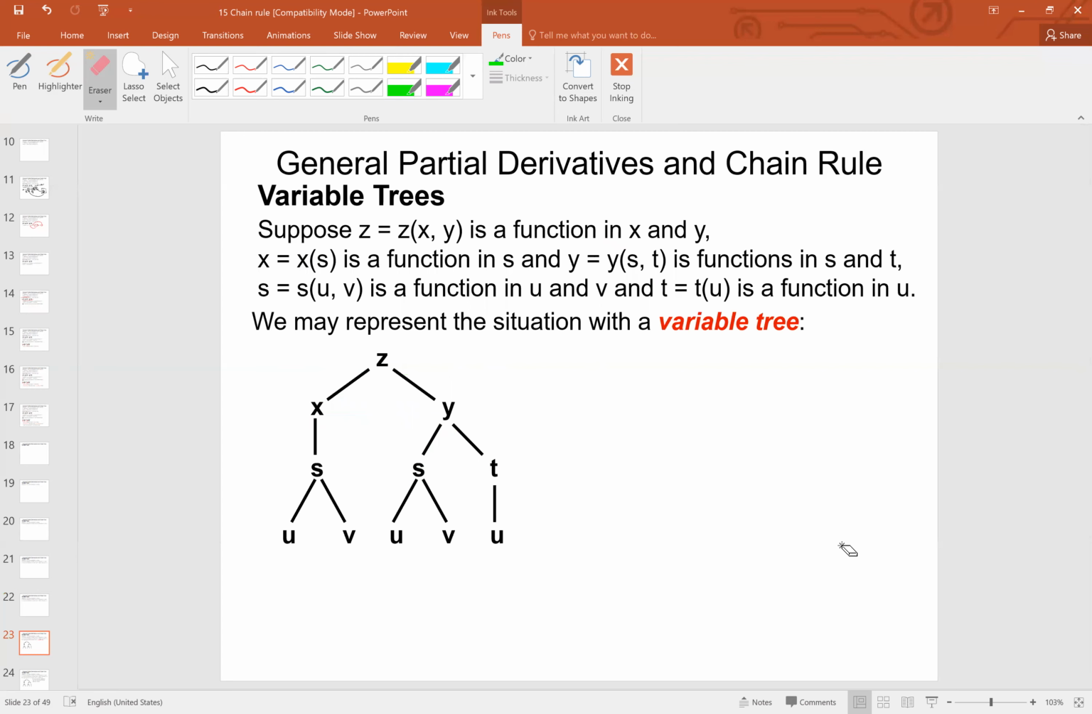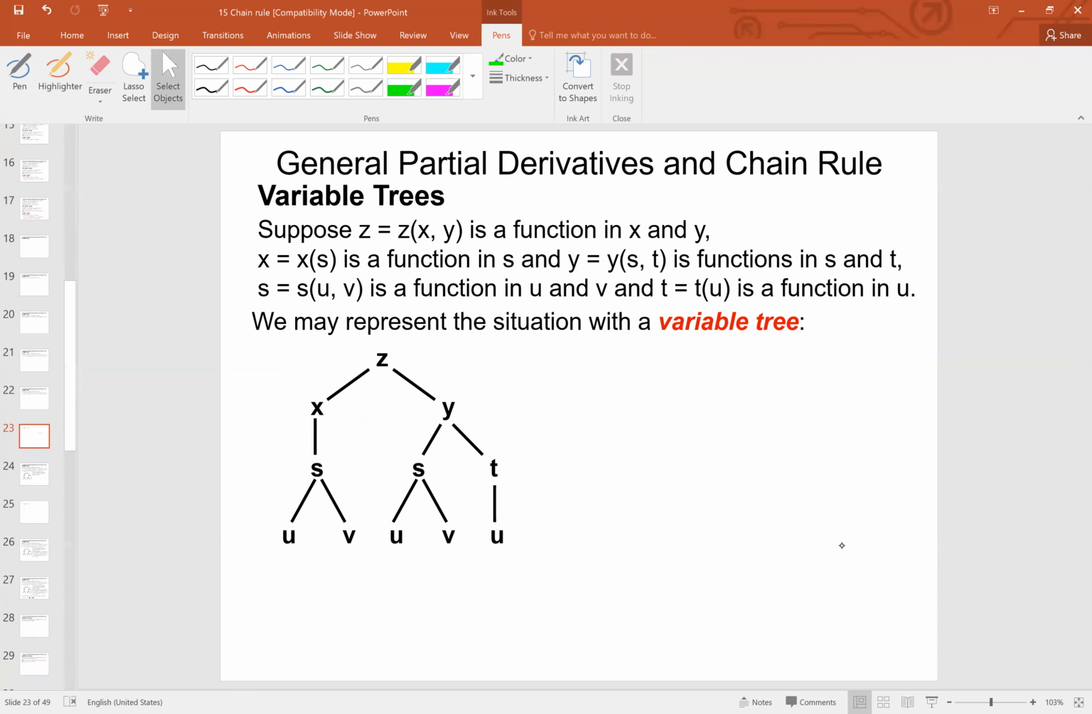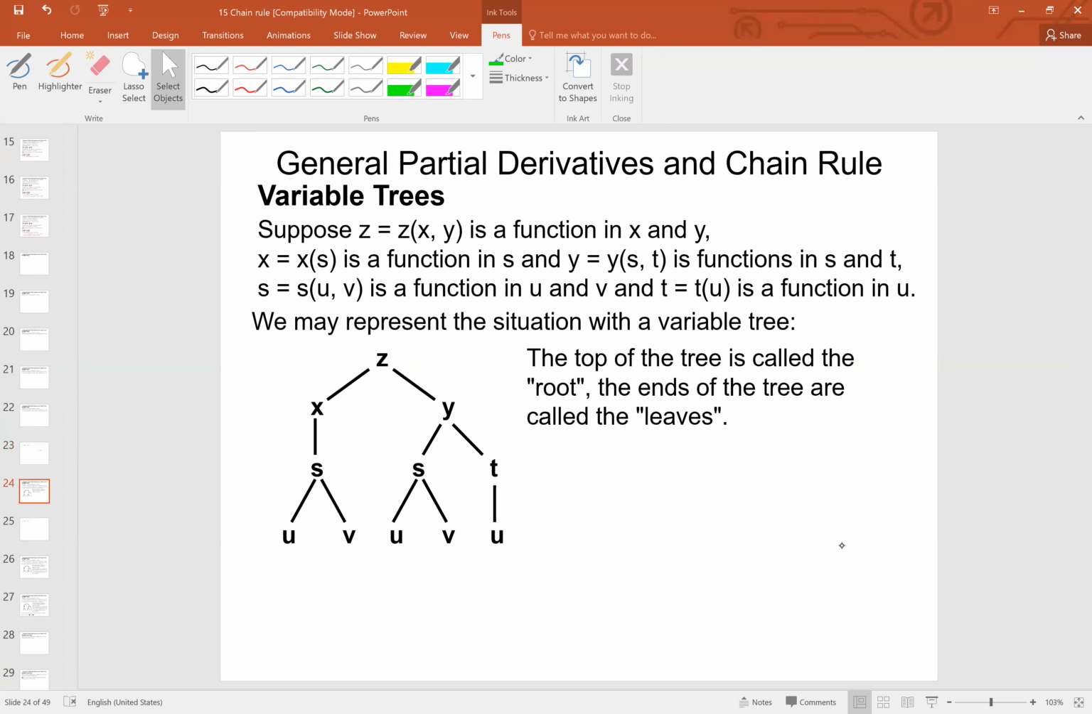The purpose of this tree is to keep track of the variables, who's the input, who's the output at each stage. Okay, and then let's name the things. In general, in mathematics, when we have a tree structure like this, this is called a root, and this is sometimes called a fruit, or sometimes called the leaves.